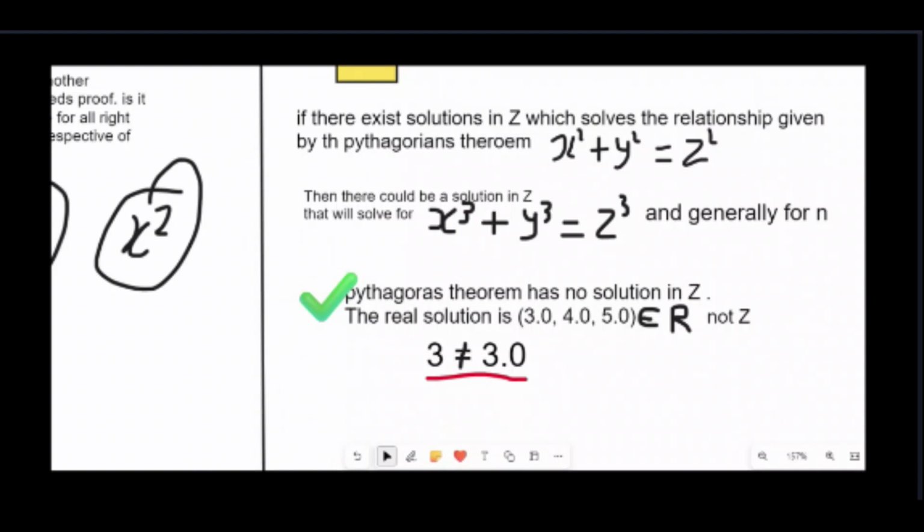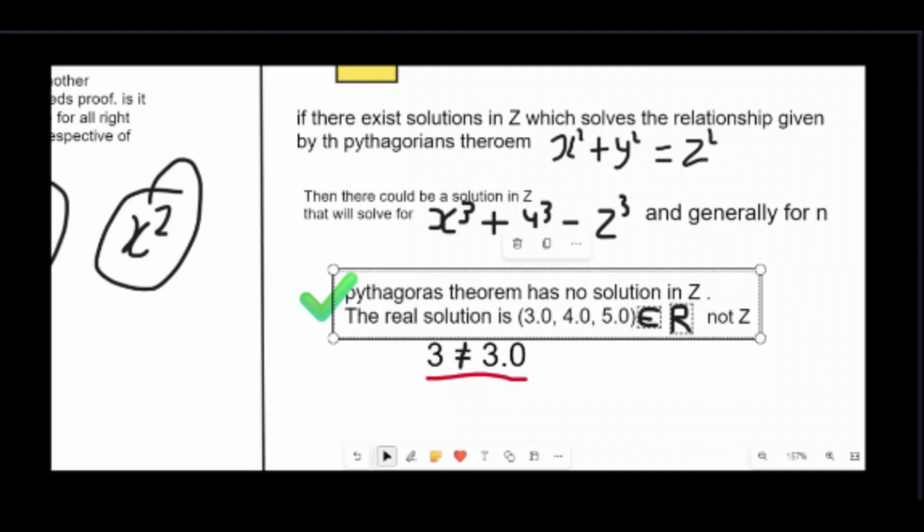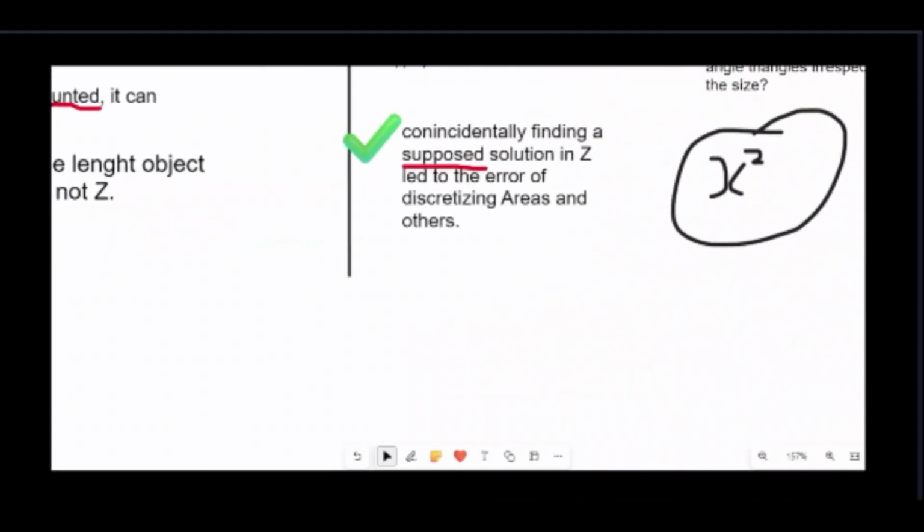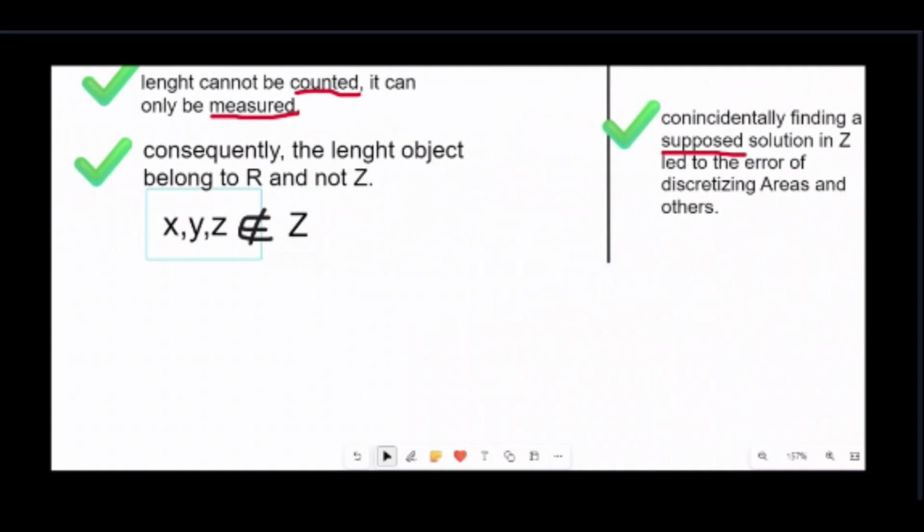Okay, so that is where mathematicians now begin to reason generally. And that was what led to Fermat's theorem, as we are going to see in a while. So then the true point here is that Pythagoras' theorem itself has no solution in Z. It has no solution in Z.